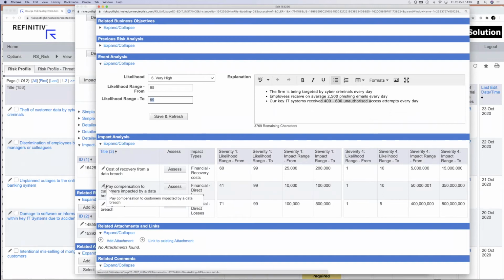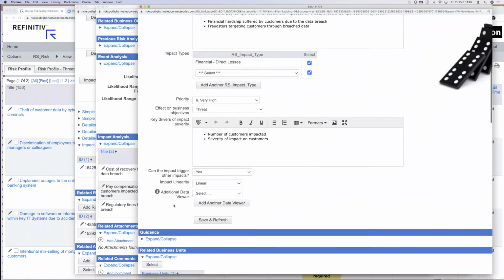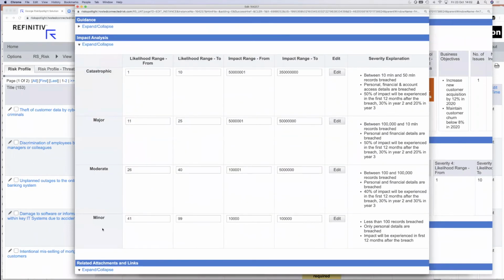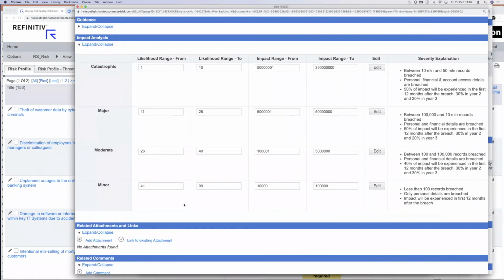So if I open that particular impact, then I can capture the same analysis which we saw yesterday on the PowerPoint slide. So I have minor, moderate, major, and catastrophic, where I am now capturing, okay, if this data breach happens, then there's a 41 to 99% likelihood that we'll have to pay between 10,000 and 100,000. And then I'm providing justification to explain what my understanding of that minor scenario is. And then moderate, I have my amounts. Major, I have my amounts. Catastrophic, I have my amounts. So this is the approach we saw yesterday, but this approach will not be relevant in all cases.